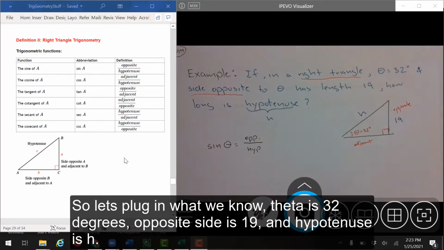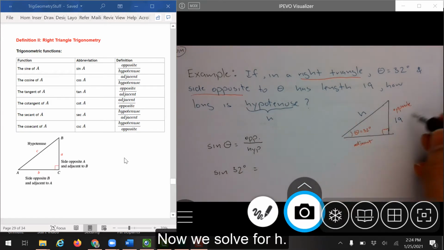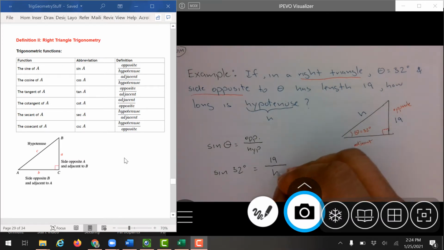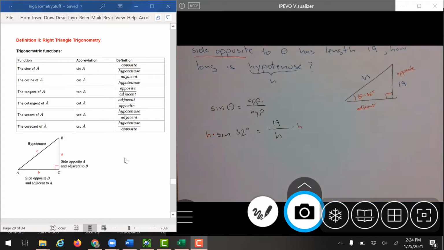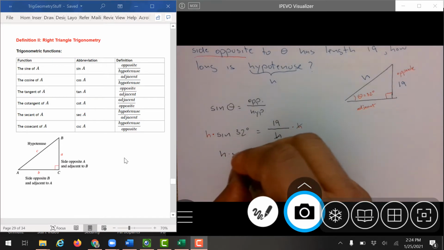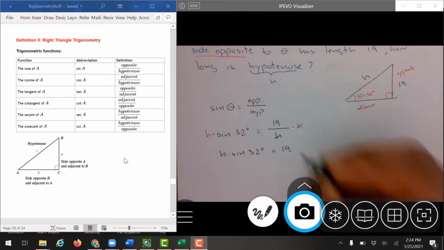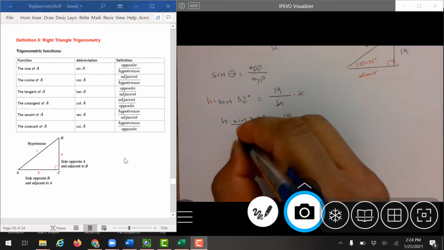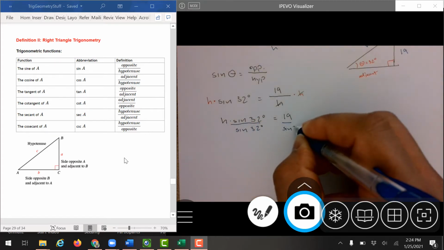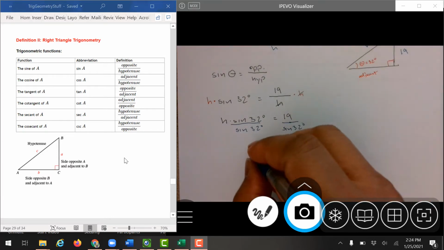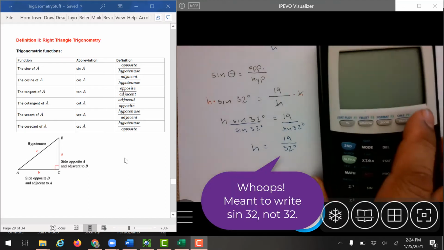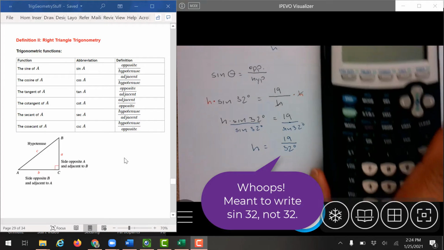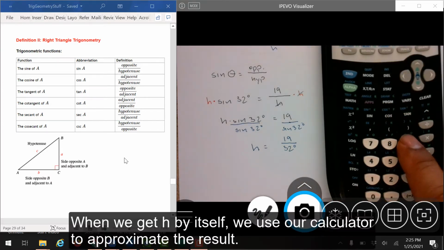So let's plug in what we know. Theta is 32 degrees, opposite side is 19, and hypotenuse is h. Now we solve for h. When we get h by itself, we use our calculator to approximate the result.